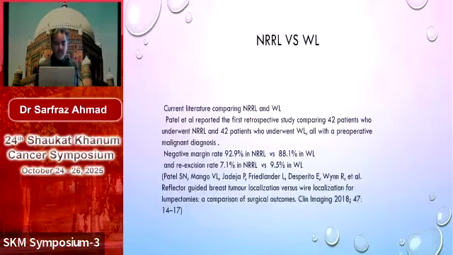So again, Saviscout will be compared with the wire localization. There was a study done by Patel et al. And they showed that the negative margin rate with Saviscout was 92.9% versus 88.1% in wire localizations. And the re-excision rate was quite low when they used Saviscout, which was 7.1% versus 9.5% in wire localization.